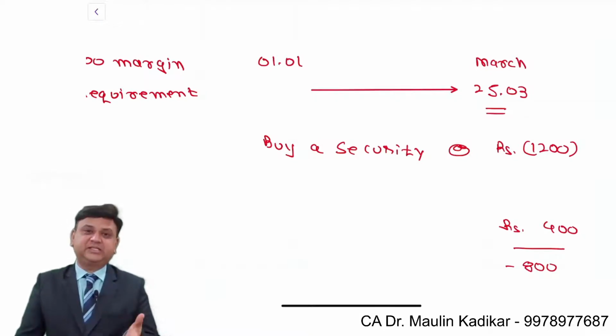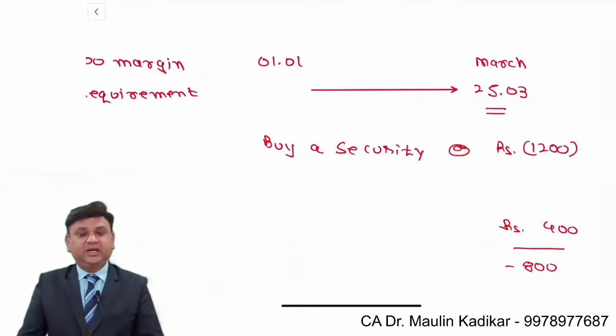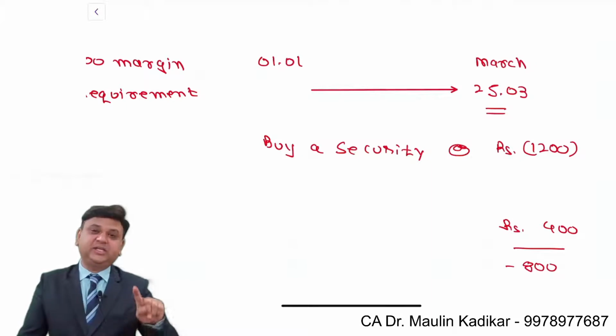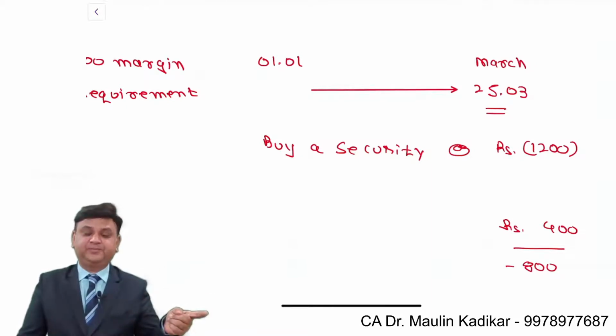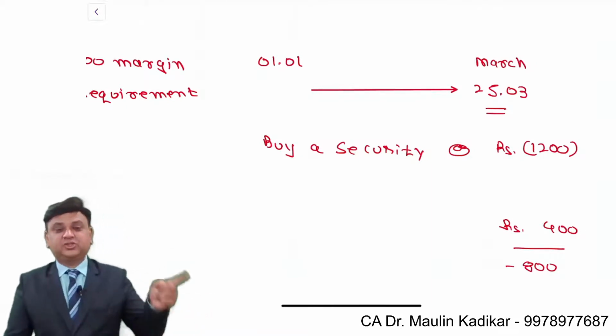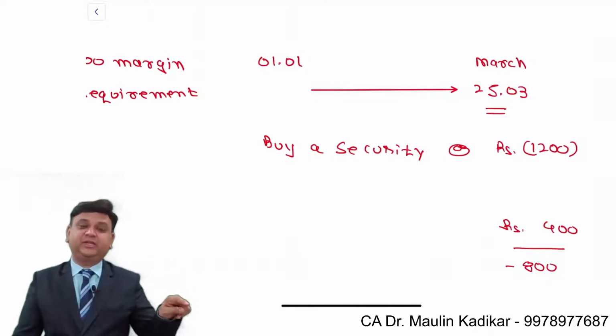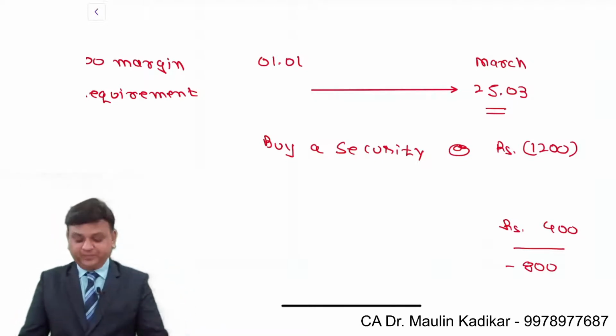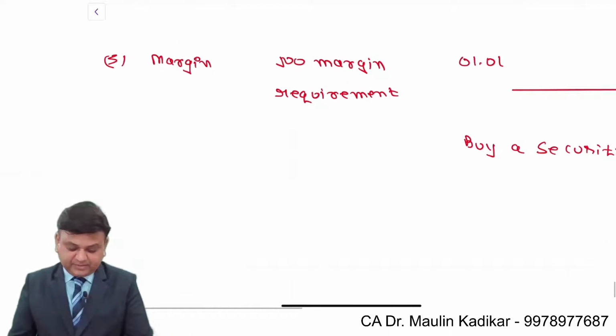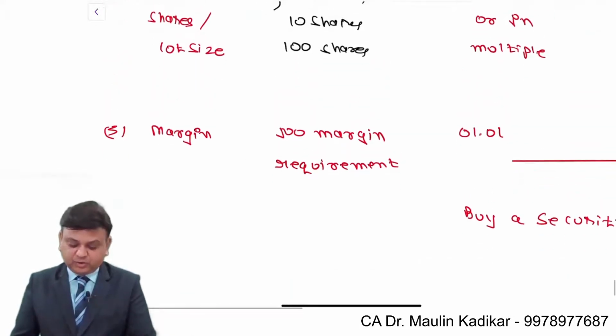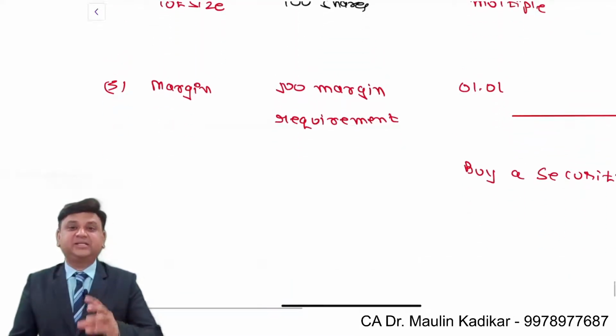There are fair chances that the trader who is having a loss will default. And if he defaults, then the opposite person is going to tell the stock exchange to reimburse the profit that he has made. That is the reason that in case of the futures contract, a margin is collected.